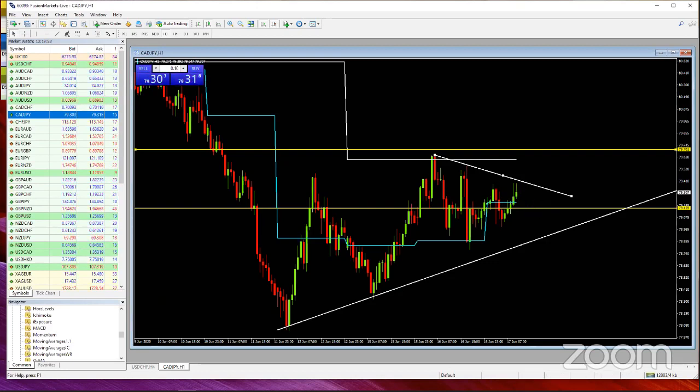So I'll keep my eye on it, mate. And if there's a setup that we can take, then I will let everybody know. But for right now, my idea is for a CAD Swiss short. Now let's just have a quick look at what could be driving things.